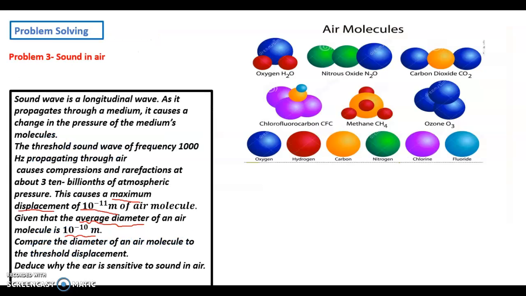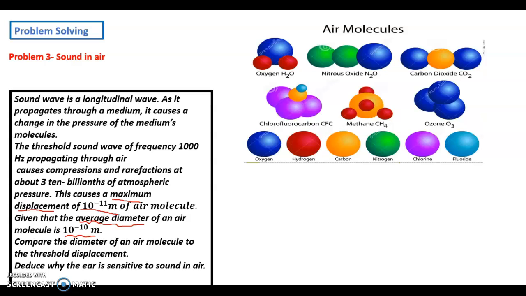Now going to problem 3, sound in air. Sound wave is a longitudinal wave. As it propagates through a medium, it causes a change in the pressure of the medium's molecules. The threshold sound wave of frequency 1000 Hz propagating through air causes compressions and rarefactions at about 3/10 billionth of atmospheric pressure. This causes a maximum displacement of 10 power minus 11 meter of air molecules. Given that the average diameter of an air molecule is 10 power minus 10 meter, compare the diameter of an air molecule to the threshold displacement, then deduce why the ear is sensitive to sound in air.